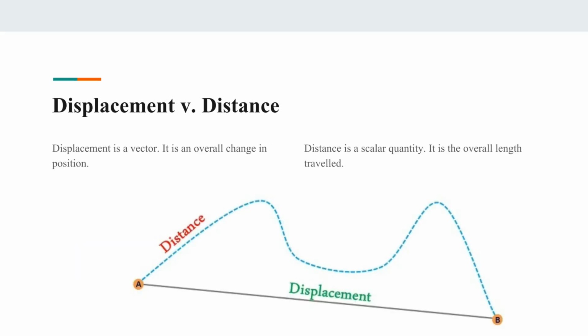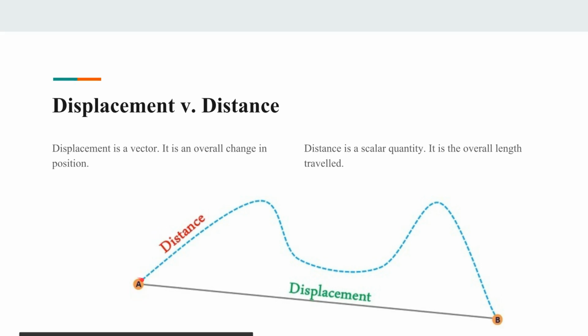So displacement versus distance. Displacement is a vector. It is an overall change in position. Displacement can also be negative, depending on whether you're moving back in position. So it's an overall change in position. Distance is a scalar quantity. It is the overall length traveled.